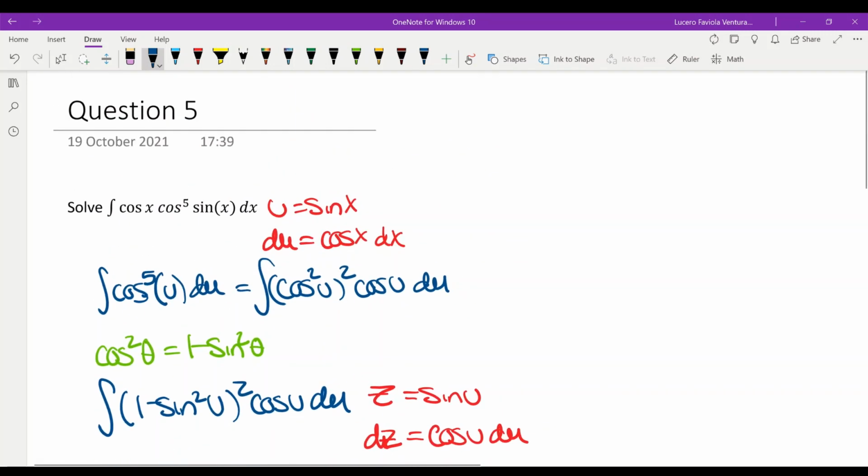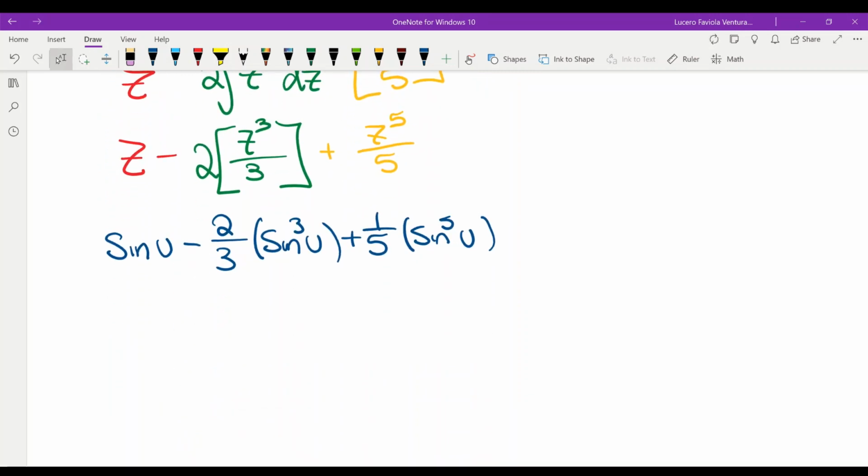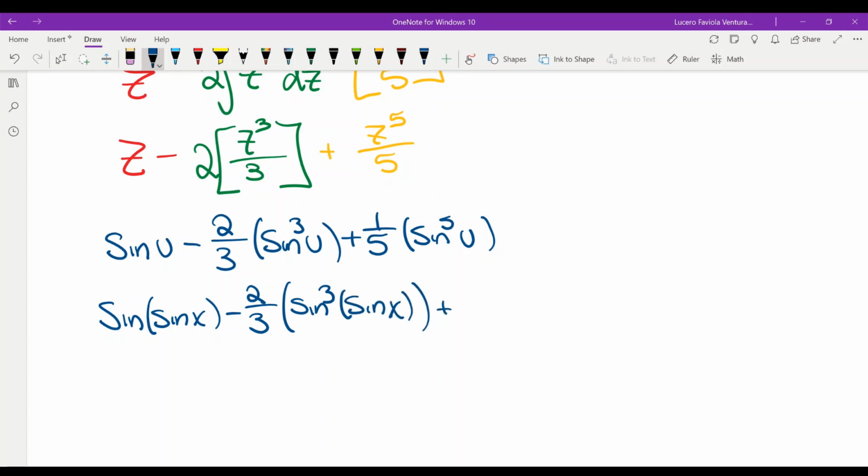And now if we remember, we also substituted in a u, and u was set equal to sine x. So we'll start plugging that in as well. So our final result is sine of sine x minus 2/3 times sine to the third power of sine x plus 1/5 times sine to the fifth power of sine x plus c. Because we didn't have any bounds, we have a constant at the end.